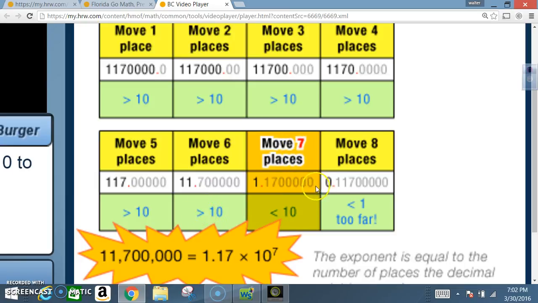Let's move it 7 places. 1, 2, 3, 4, 5, 6, 7. Now we have 1.17. That number is greater than 1, but less than 10. This is where we want to be. Now if we went one more place, 8 places, we've gone too far. Notice we got 0.117. That's less than 1. Remember, it has to be greater than 1, but less than 10. So here, we've gone too far.